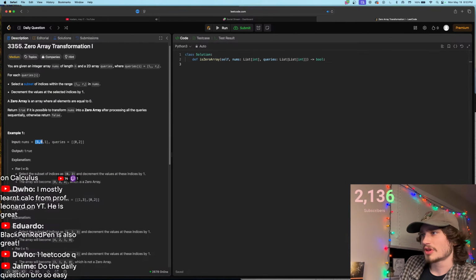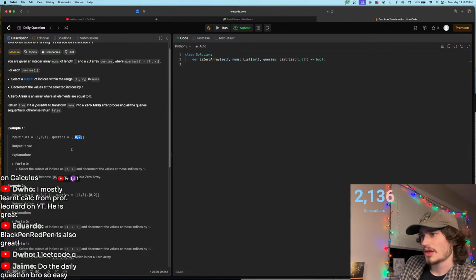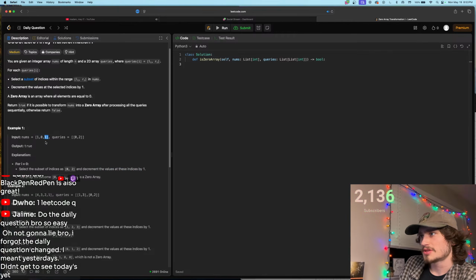So this is our original numbers. This is our query of 0 and 2. Select the subset of indices as 0 and 2 and decrement the values at those indices by 1. So 0 and 2 got decreased by 1.